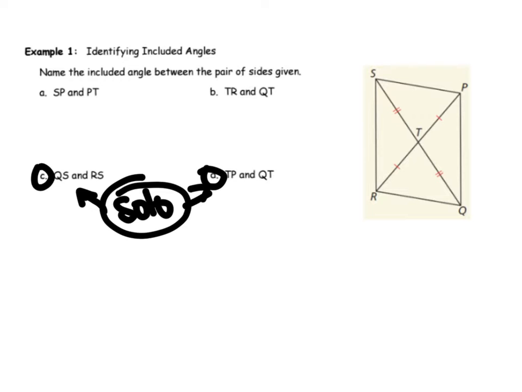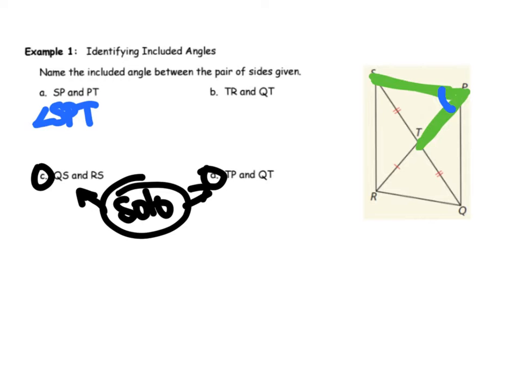So A, SP. Here we go. There's SP and PT. So if I'm looking at those two sides, the angle that is included is that one, which is angle SPT. And yes, I want you to name your angles by using 3 letters.